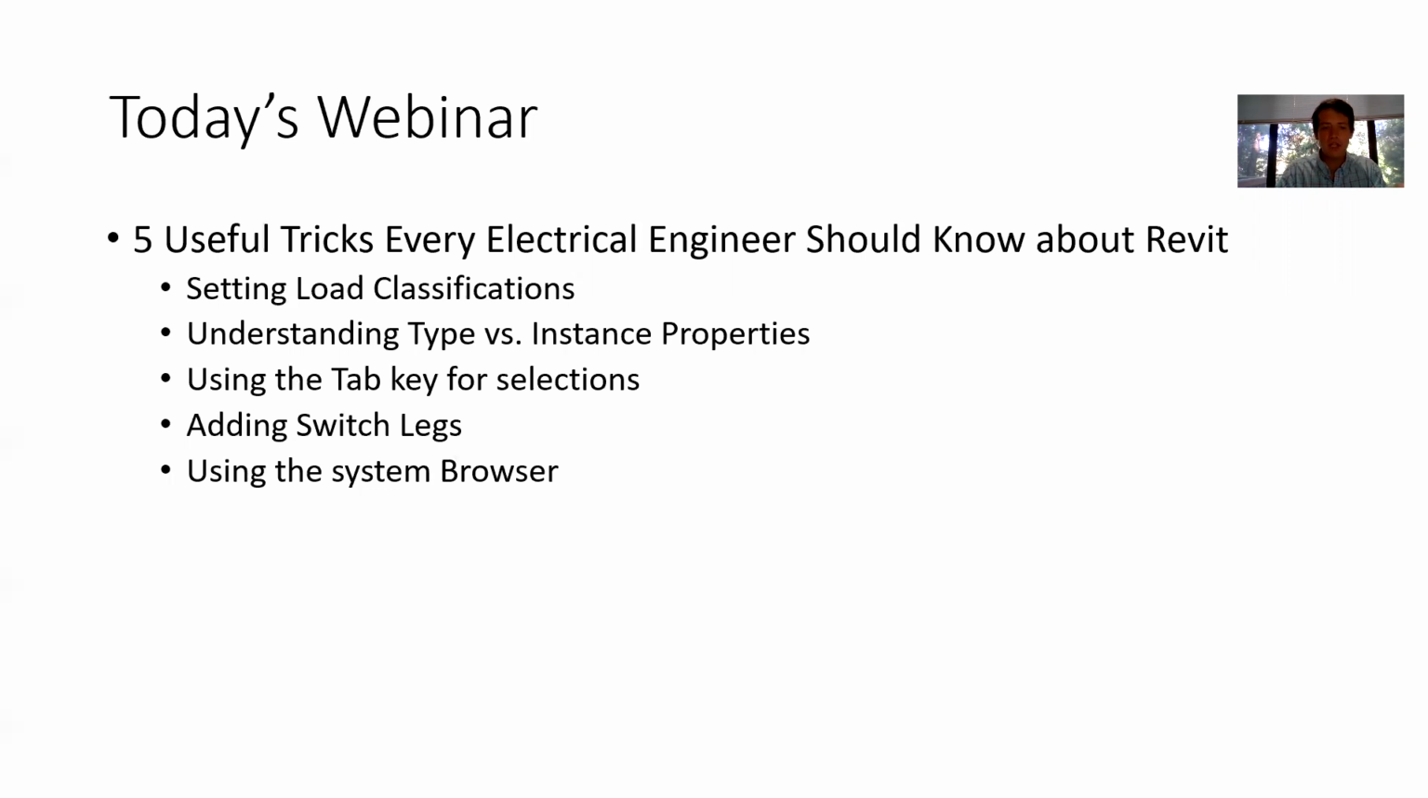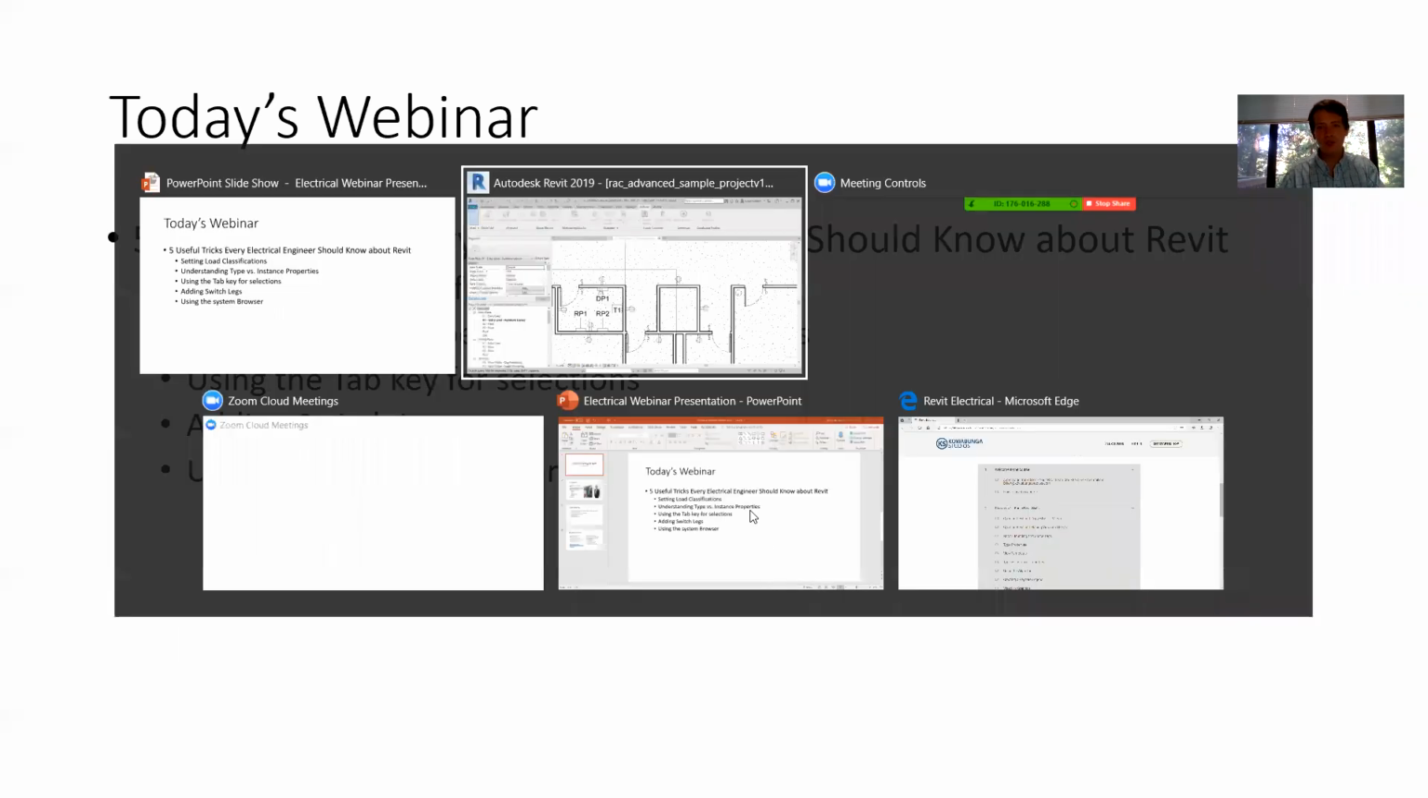And then finally, the system browser. This becomes really crucial when you're looking at your panel schedules and you're looking at, say, circuit 24 and have no idea where circuit 24 is, and it's just named receptacle with no other indication on it. The system browser becomes very useful for you to look through and see where things are. So now we'll go to Revit.